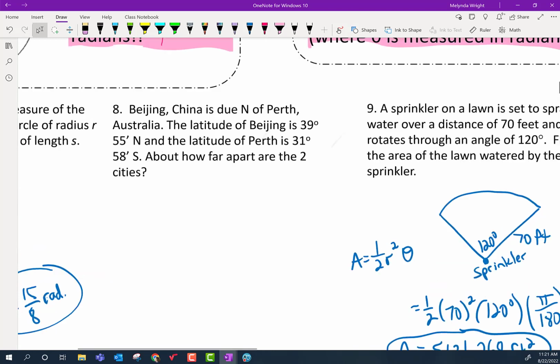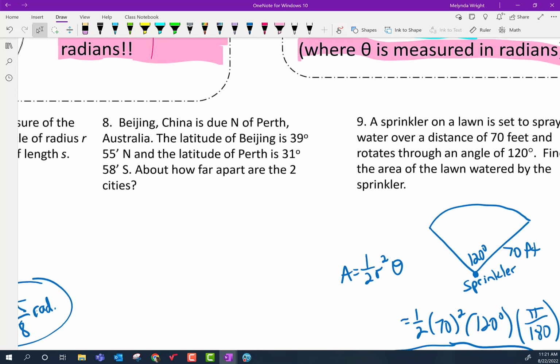How far apart? First, before I start, I want to clarify the notation for minutes. I'm going to write that 60 minutes is equal to 1 degree. That's the conversion between minutes and degrees. 60 minutes are in 1 degree. On Wednesday, we're going to learn more about DMS, degrees, minutes, seconds. That's a system you might see in latitude. It's something good to know. This is an intro to it. All right, so how far apart are the two cities?